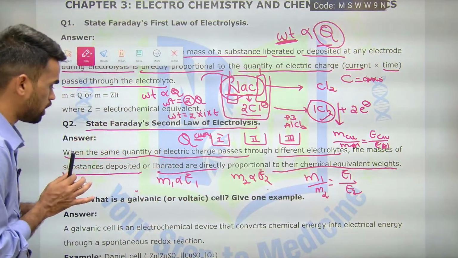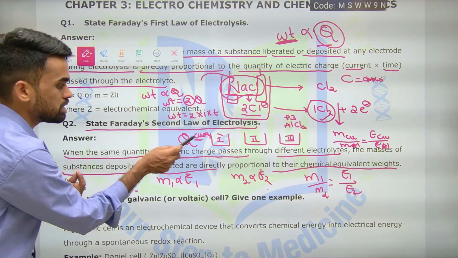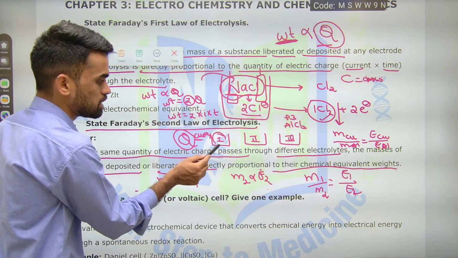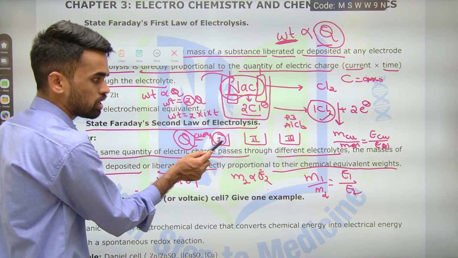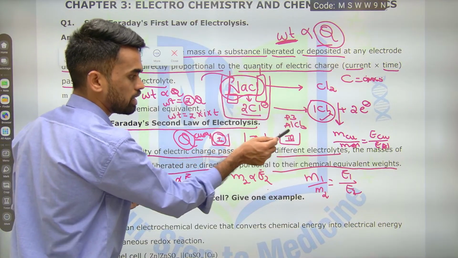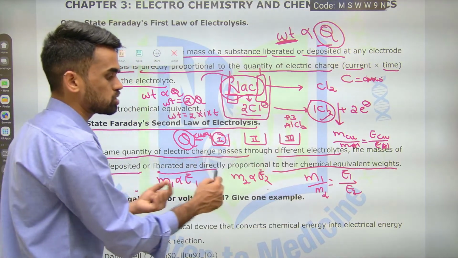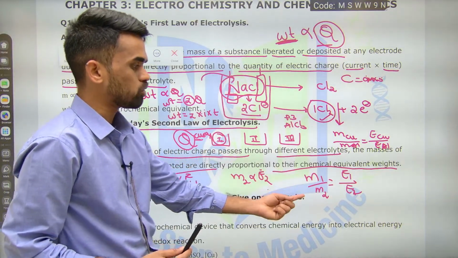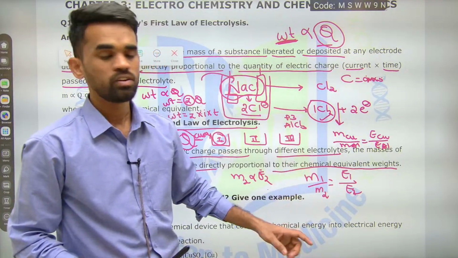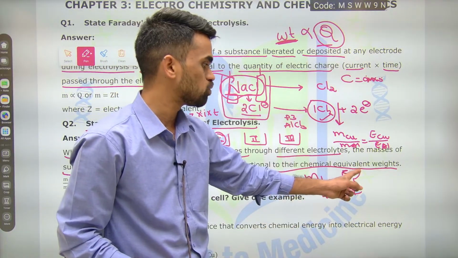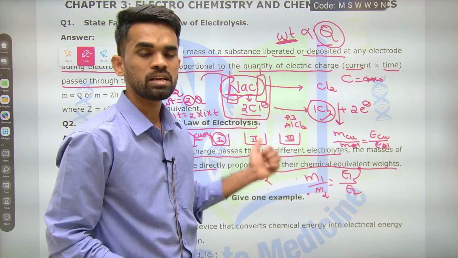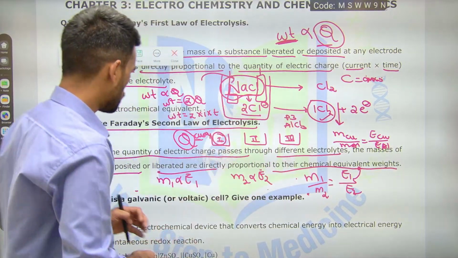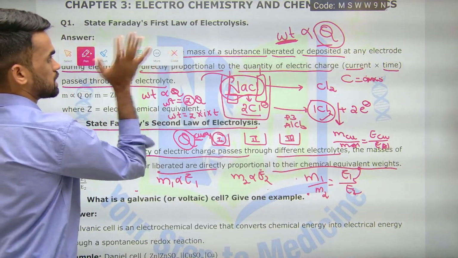But I hope you got that concept: when you pass the same quantity of electricity, the mass of substance deposited at this electrode, this electrode and this electrode are directly proportional to their equivalent weights. If I consider two, m1 by m2 equals e1 by e2, where e1 and e2 represent their equivalent weights, and m1 and m2 represent the weights of the substance deposited. That's it. So up to here it is clear now, right?